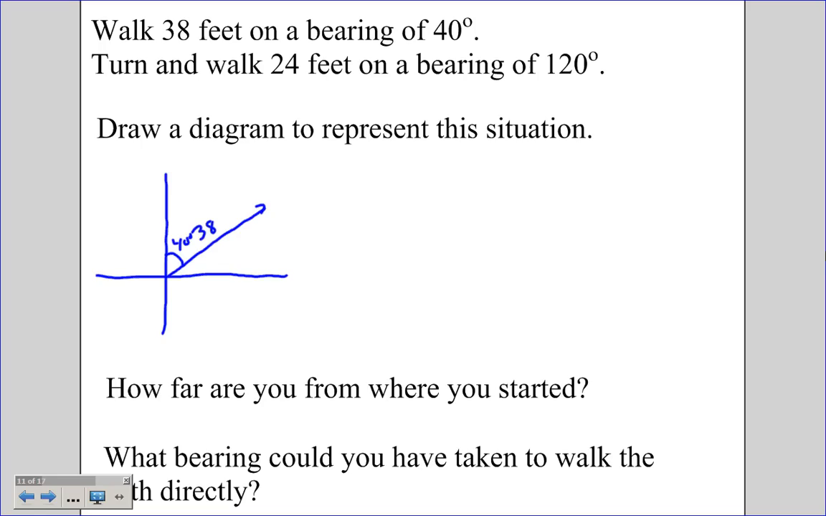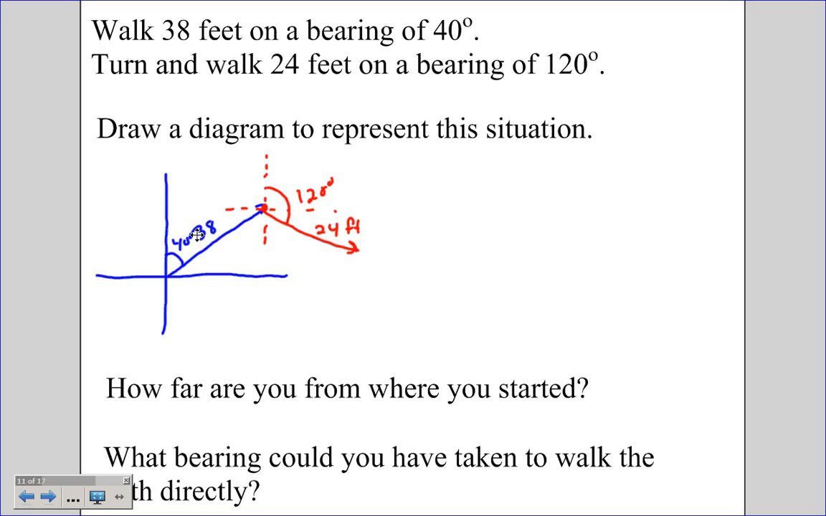Now we're going to turn at this point, and we're going to go to a bearing of 120 degrees. So we have to act like we have an axis right here. 120 degrees from here, that would be 90, 120 would be about right there. And then we walk 24 feet in this direction. So this is a good diagram to represent the situation. I should put my angle there. That's 120. So how far are we from where we started?